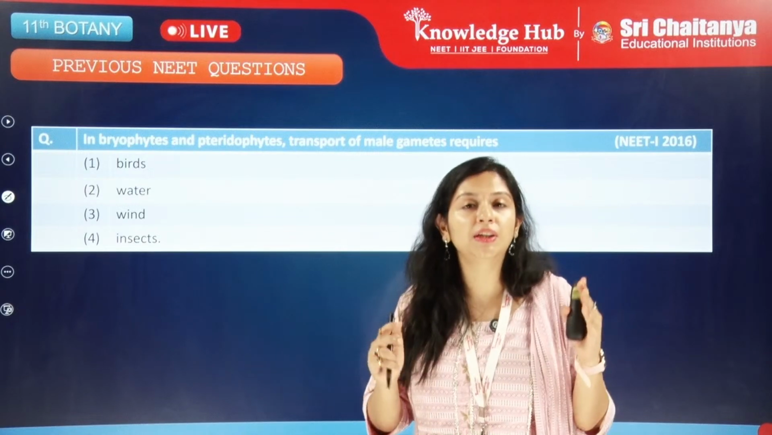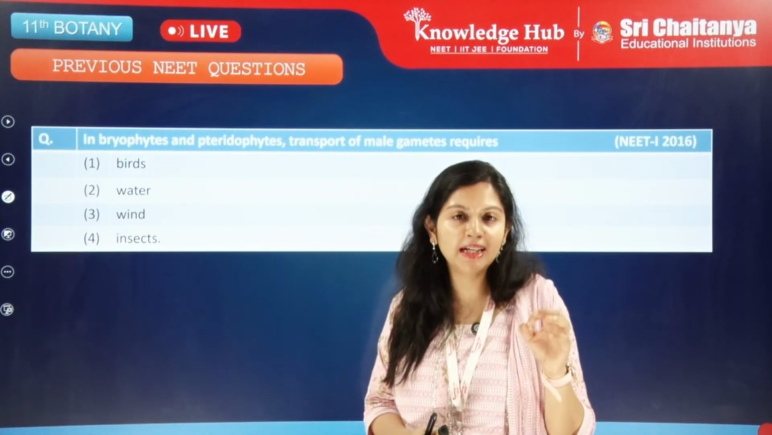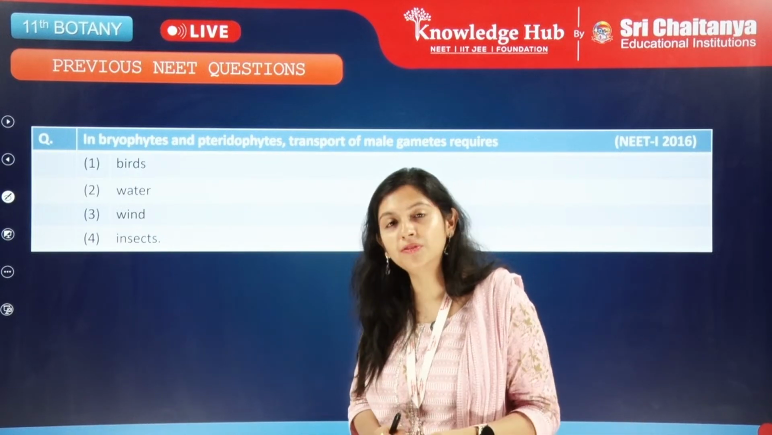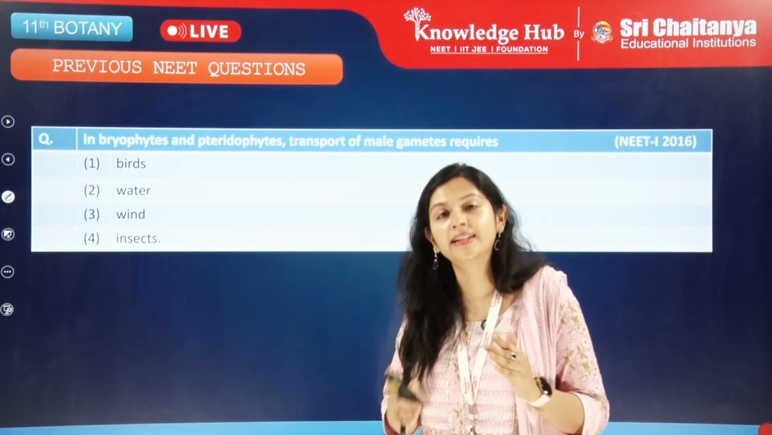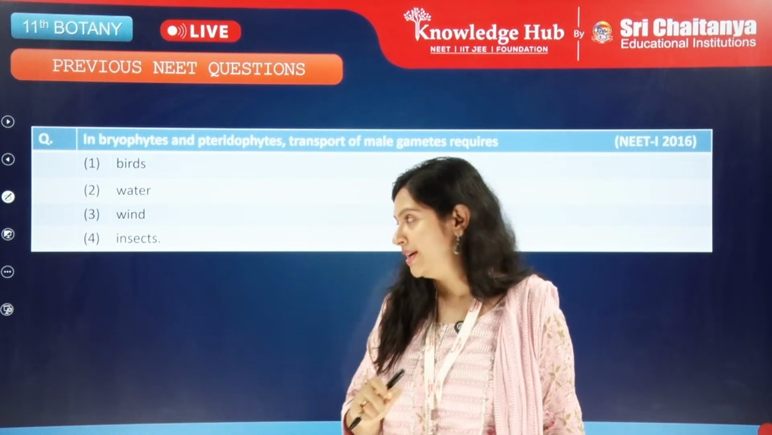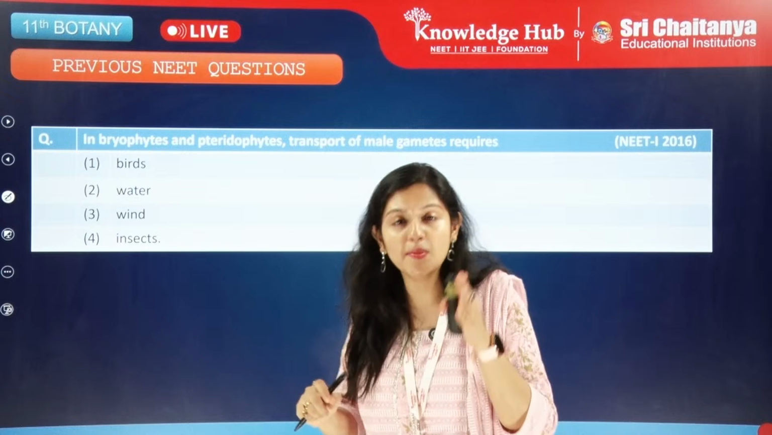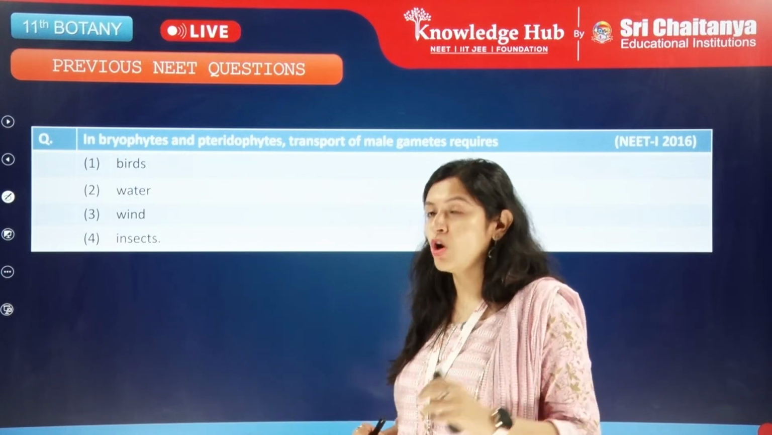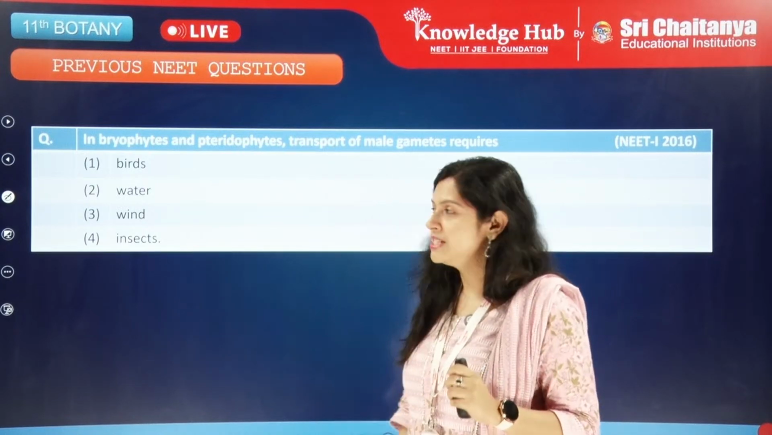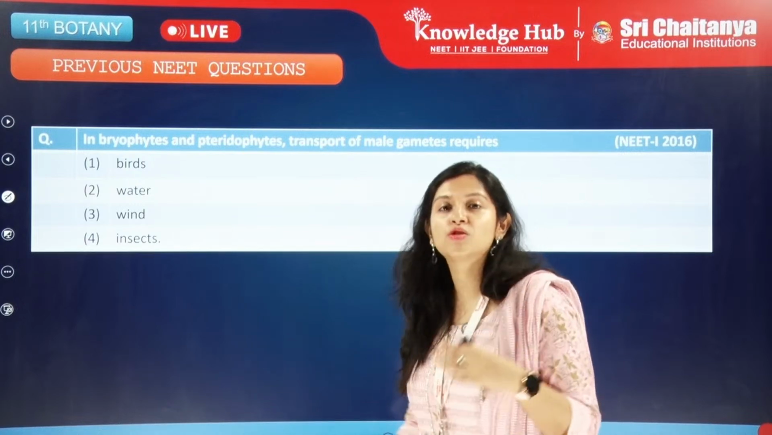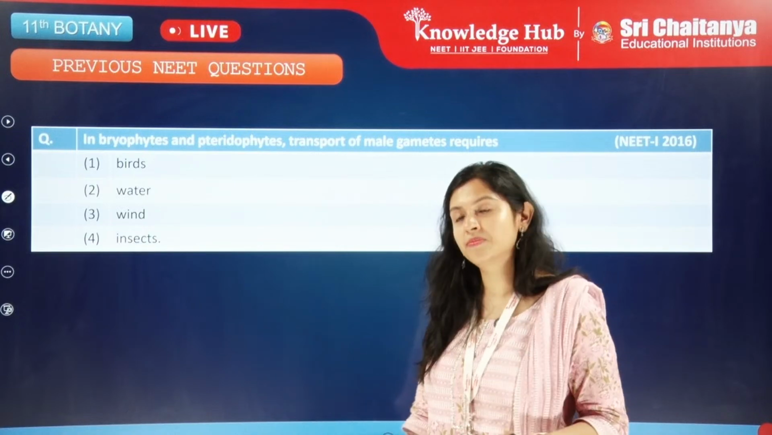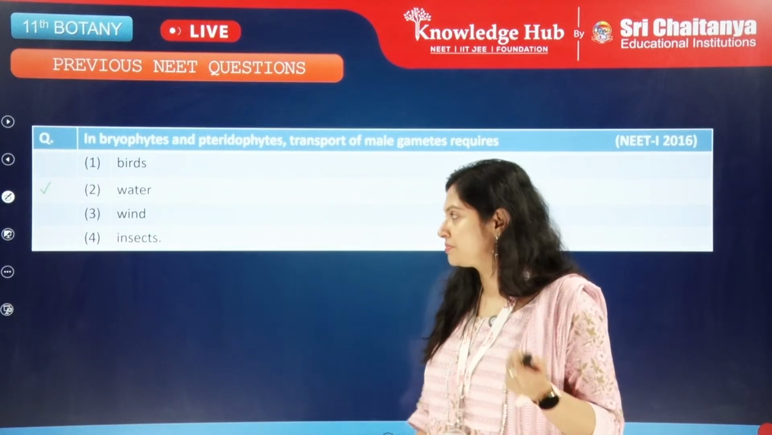Now it's time for you to do some important NEET level questions. Let's see the first question. What is the common feature amongst bryophytes and pteridophytes? In bryophytes and pteridophytes, transport of the male gametes requires which of the following pollinating agents? First one is birds, second is water, third is wind, and the fourth is insects. What is the answer, my dear students?